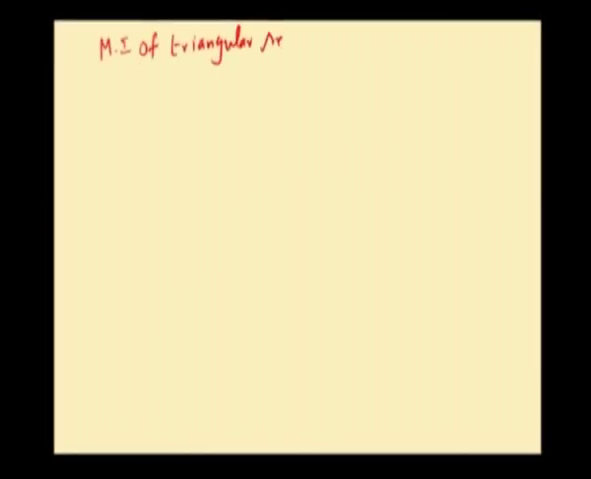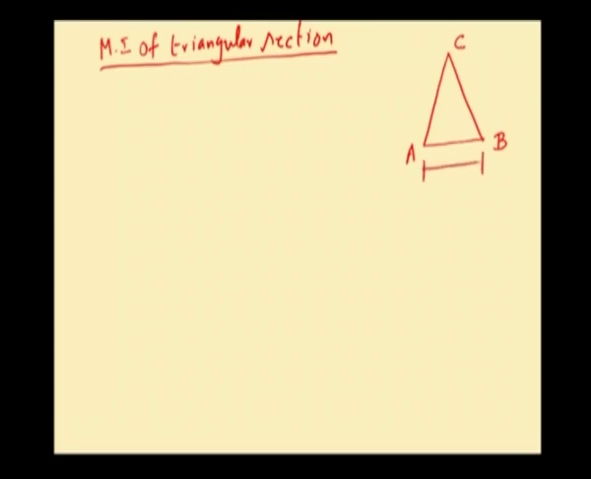Now, let us calculate moment of inertia for triangular section. Let us consider a triangular section ABC. Let small b be the base width of the triangular section and h be the height or altitude of this triangular section. Within this triangular section, we shall consider a small strip. Let PQ be that particular strip and the thickness of the strip be dx. Dx is the thickness of the strip.